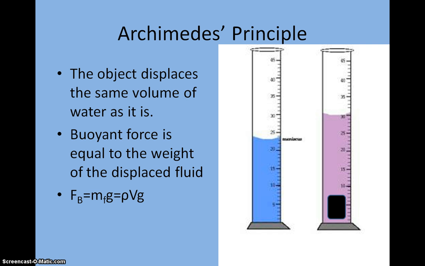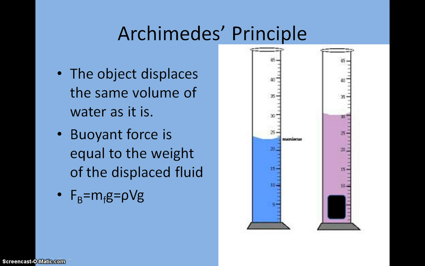All right, now Archimedes is given credit for figuring out and defining buoyancy. When you place an object into a liquid, it's going to displace a certain volume of that liquid that's equivalent to the volume of the object. In chemistry, you learn how to measure the volume of oddly shaped objects by putting them into a liquid and looking at the difference in the volume.